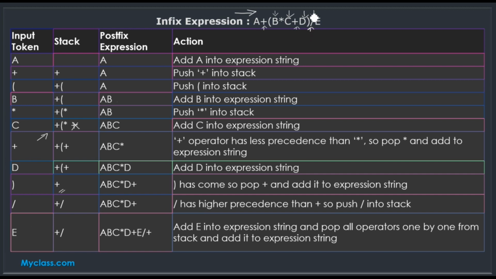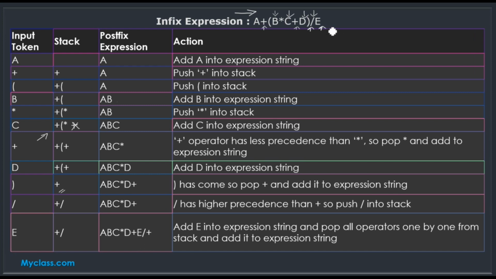We have reached the division operator. The division operator has higher precedence than plus. It is okay to lie above a lower precedence operator. Division has the higher precedence and the topmost element contains a lower precedence operator, so it is okay to push into the stack. So we are pushing division into this. Our E came. E is an operand, so we are adding E into the postfix expression.